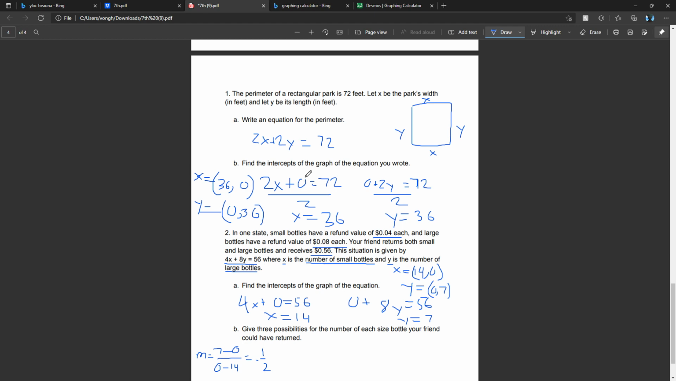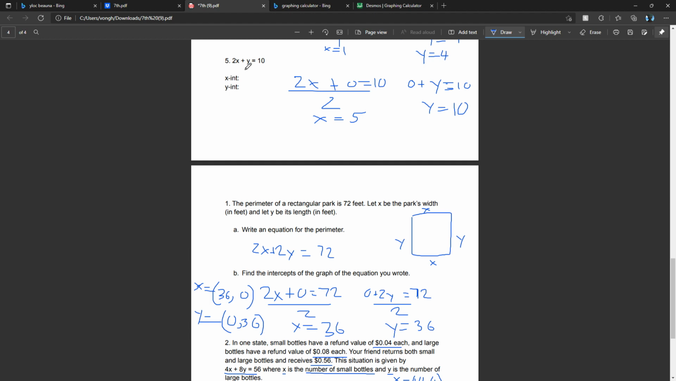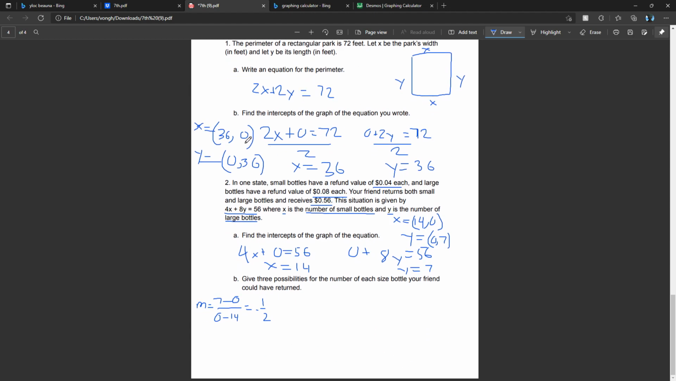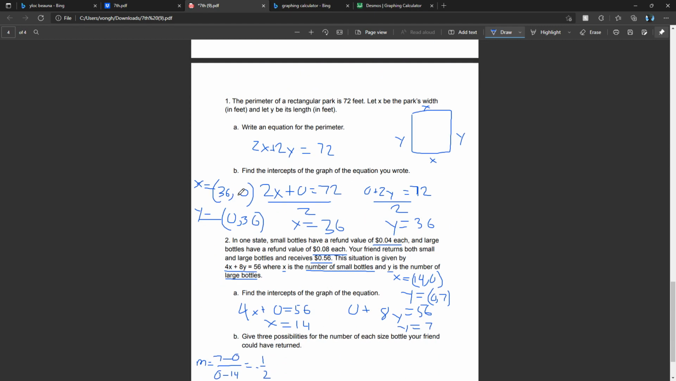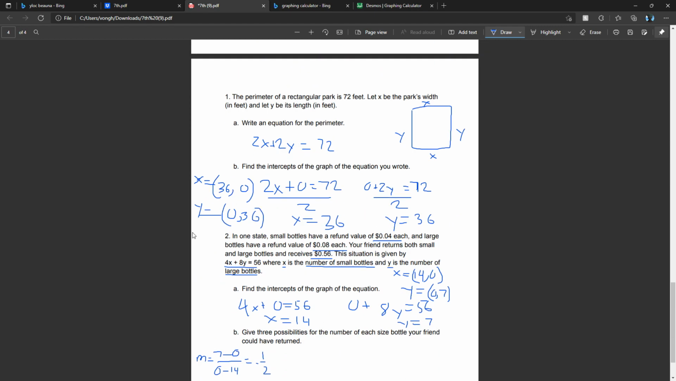Then you have to find the intercepts of the graph that we wrote. So same thing, you just plug in 0 for the x and y values. So that's what I did. Plugged in 0 for y and plugged in 0 for x. And then you get x equals 36 and y equals 36. But that's not our answer. We have to write it in the point form, which is just x comma y. And this is what you should get.